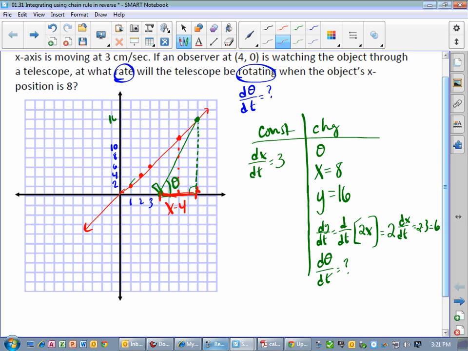What is this distance? This one right here. Well, it's 16 right here, but what was it here? It was 8 here. So what's determining?